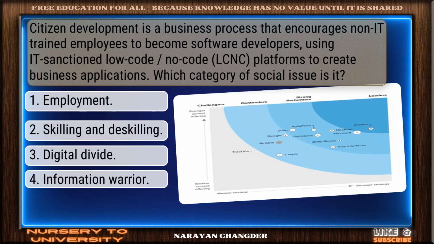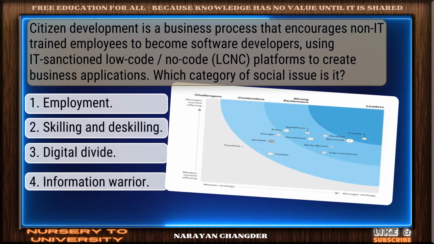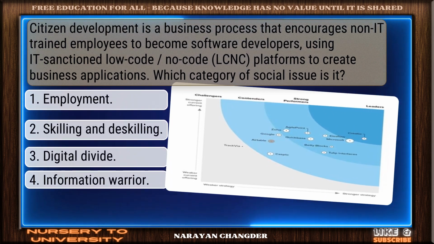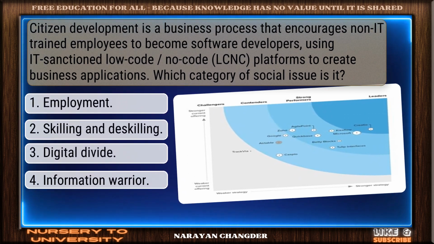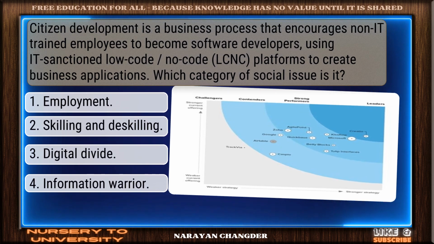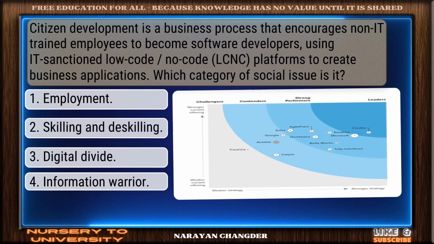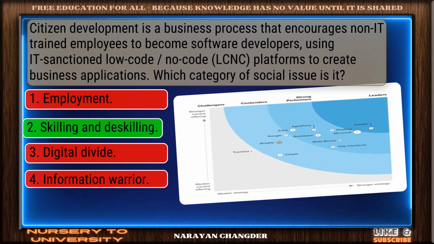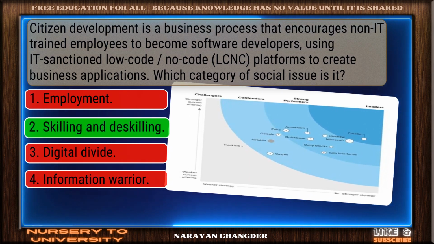Citizen development is a business process that encourages non-trained employees to become software developers, using sanctioned low-code, no-code platforms to create business applications. Which category of social issue is it? Correct. Skilling and deskilling is the right answer.